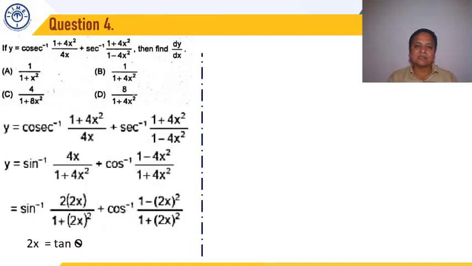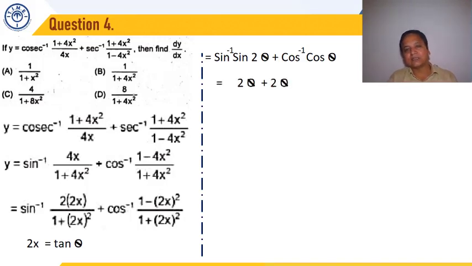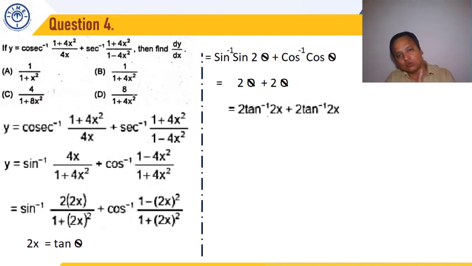So this gives me sine inverse sine of 2 theta plus cos inverse cos of 2 theta. It's again 2 theta. So what we get? We get 2 theta plus 2 theta. So 2 theta plus 2 theta, and 2x equal to tan theta, so theta is equal to tan inverse 2x. So this gives me 2 tan inverse 2x plus 2 tan inverse 2x.